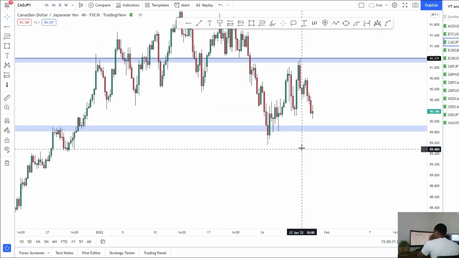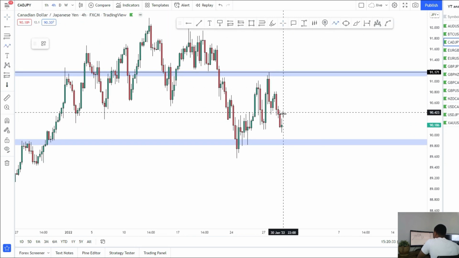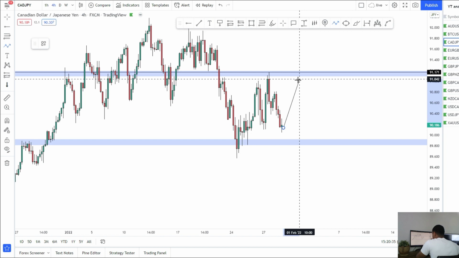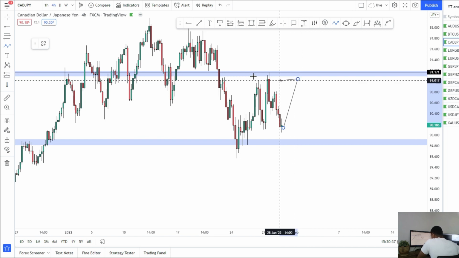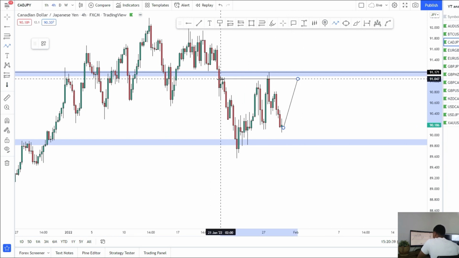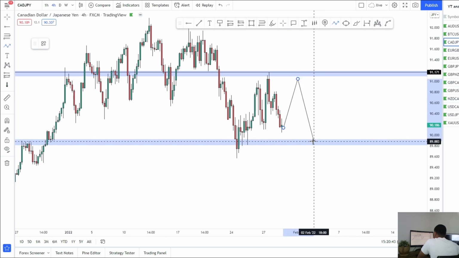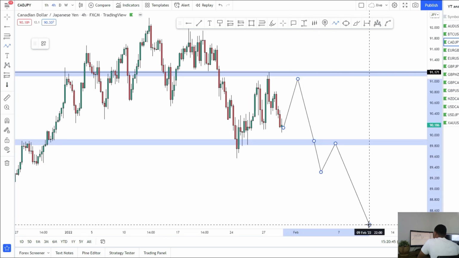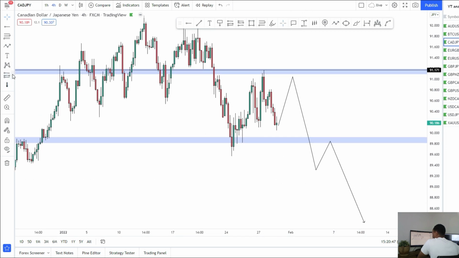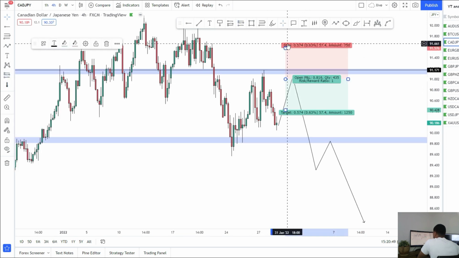So the plan for the week for CAD JPY is either, if we do push up to the upside one more time, we'll look for that next level of resistance, which is this area here on the 91 mark. We'll be looking for sells there. First target 90, breakthrough, we can push on a lot further. So that is the first kind of trading opportunity.